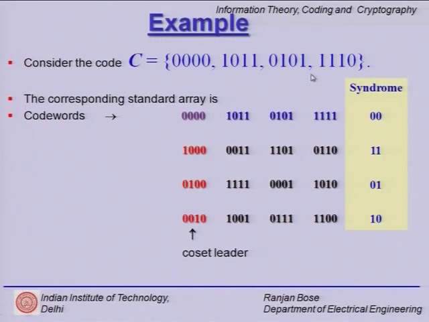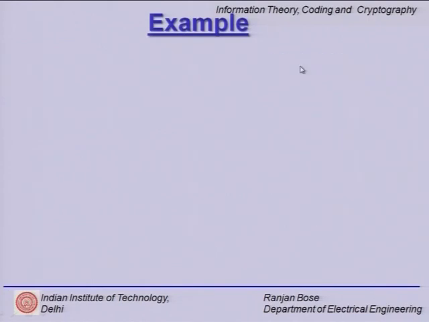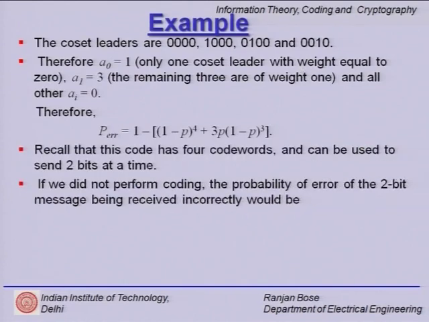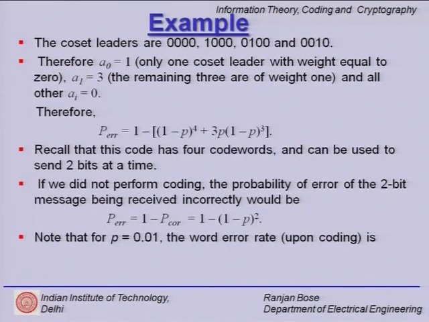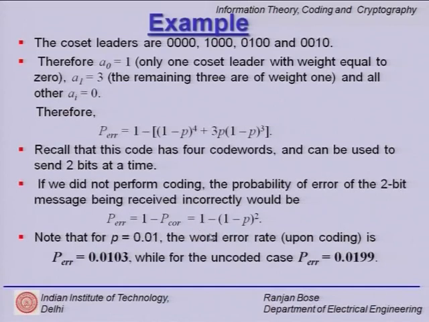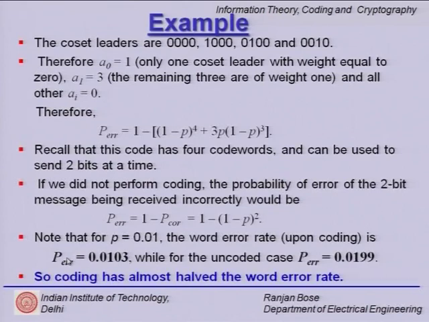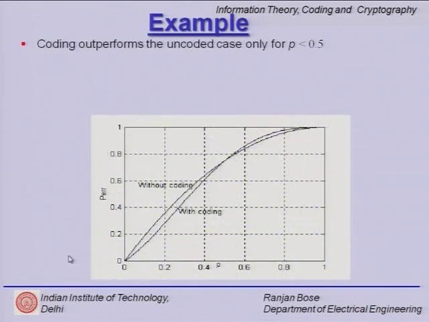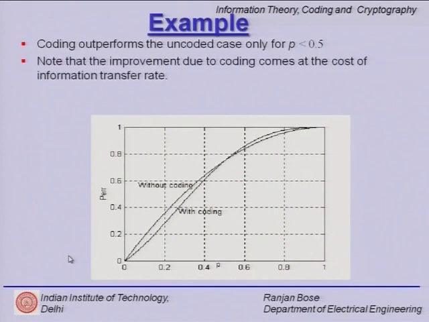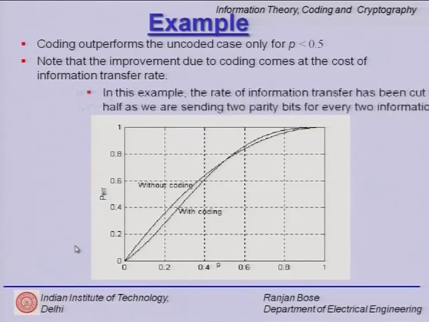If you note, this d star for this code is 2. If you look at this code, then the minimum weight is 2 and hence d star is 2. So, it is almost like a useless code, but if you see, it has been able to give you a big improvement in the residual error probability. So, let us note this thing.